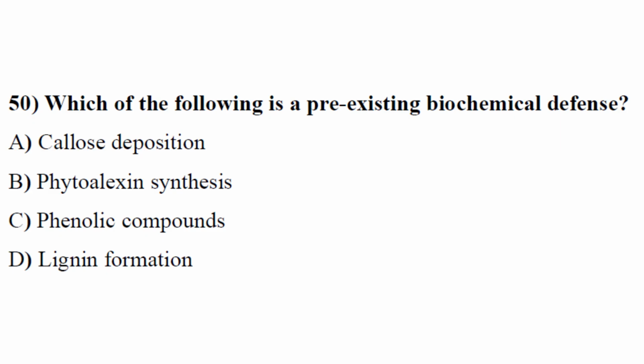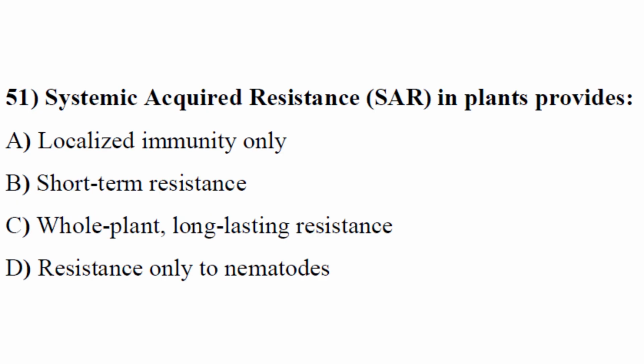50. Which of the following is a pre-existing biochemical defense? A. Callose deposition. B. Phytoalexin synthesis. C. Phenolic compounds. D. Lignin formation. Answer: C. Phenolic compounds.